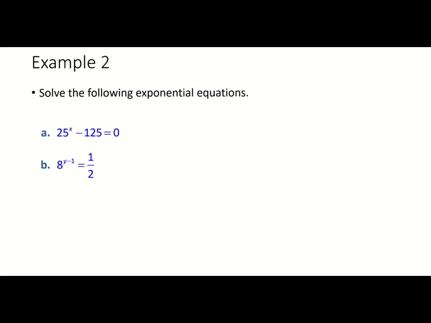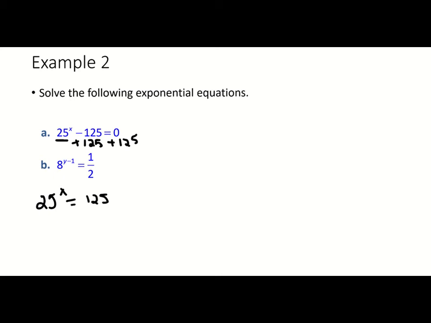Okay, so here we're going to start off with our first equation, and that's a. We have 25 to the x power minus 125 equals 0. So what I want to do is first isolate this power. So I'm going to add 125 to both sides. So I'm going to make it 25 to the x power equals 125.